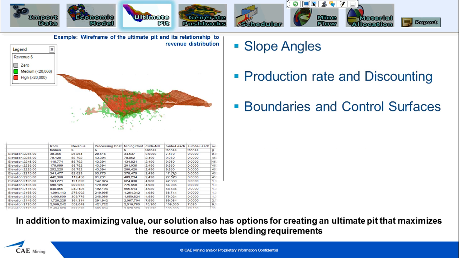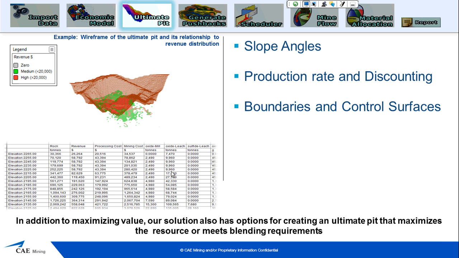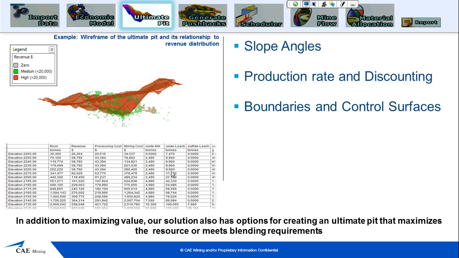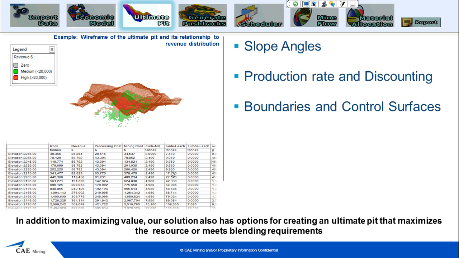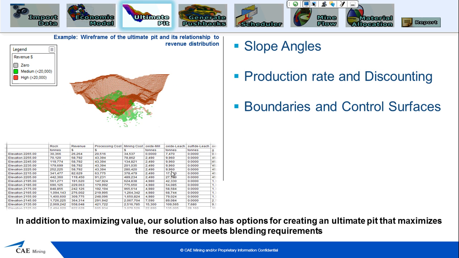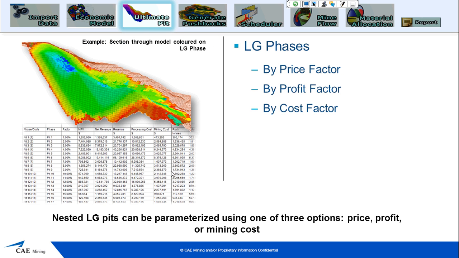As a note, we can run the Lerchs-Grossmann algorithm to get the final pit. If you already have a pit design, it will run the Lerchs-Grossmann optimization within that pit if you so choose. Or we also have a different search algorithm that, instead of trying to optimize NPV, will schedule blocks together to meet blending requirements. So once we've generated our LG phases, we're able to see them. The LG phases can be by price factor, profit factor, or cost factor.